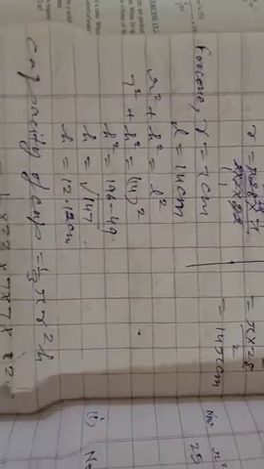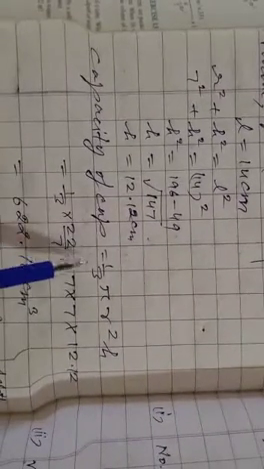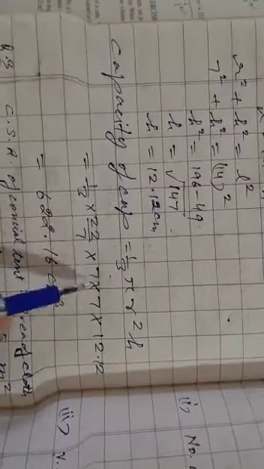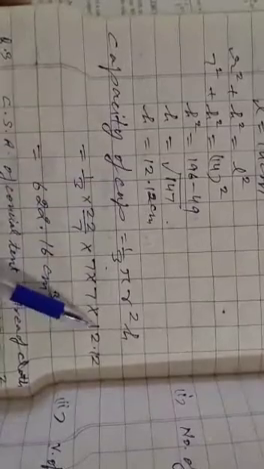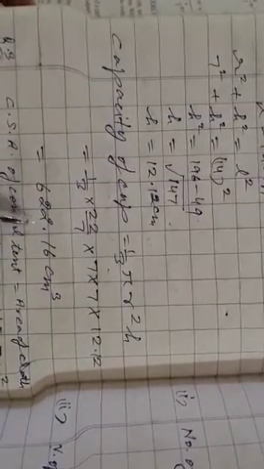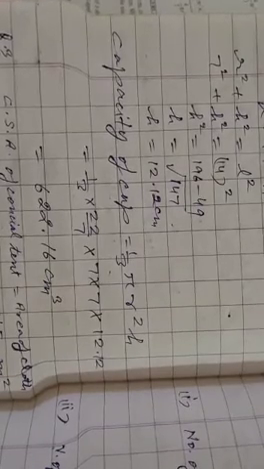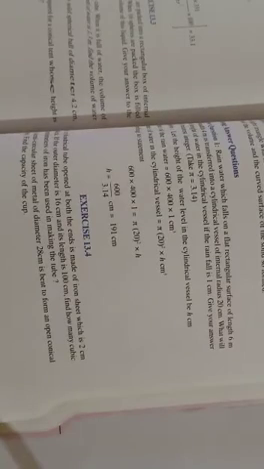Hence, capacity of the cup is 1 upon 3 pi r square h. That is 1 upon 3 pi, r is 7 into 7, and h is 12.12. The calculation gives 622.16 centimeter cube. This is the volume of the conical cup. Now do exercise 13.4 in your fair notebook. Thank you.